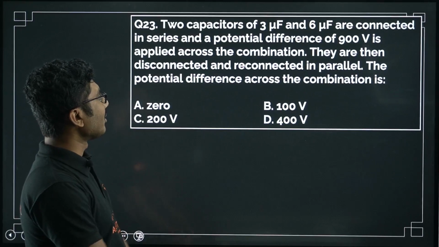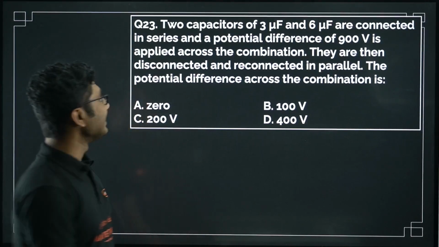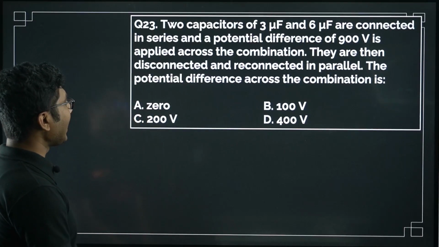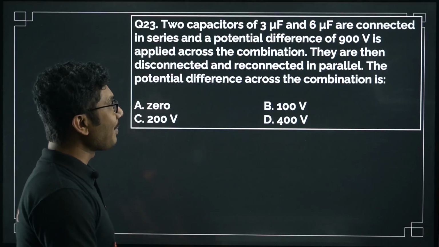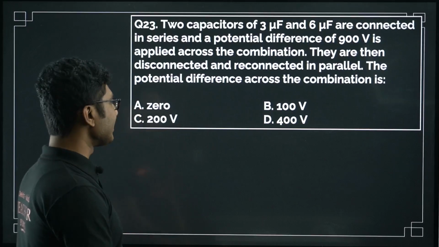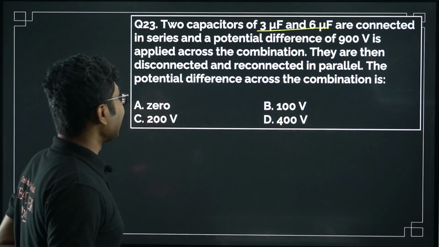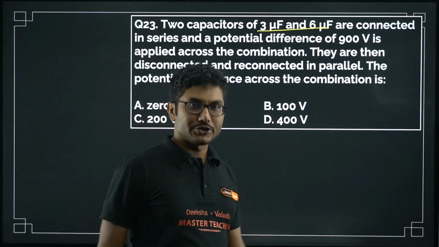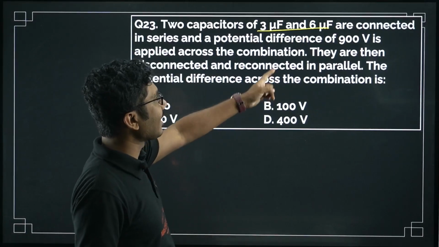Two capacitors of 3 microfarad and 6 microfarad are connected in series, and a potential difference of 900 volt is applied across the combination. They are then disconnected and reconnected in parallel. The potential difference across the combination is? So a very, very interesting question. First, 3 and 6 microfarad are connected in series. So once they are connected in series, they will have the same charge stored in them, and they are connected across 900 volts.